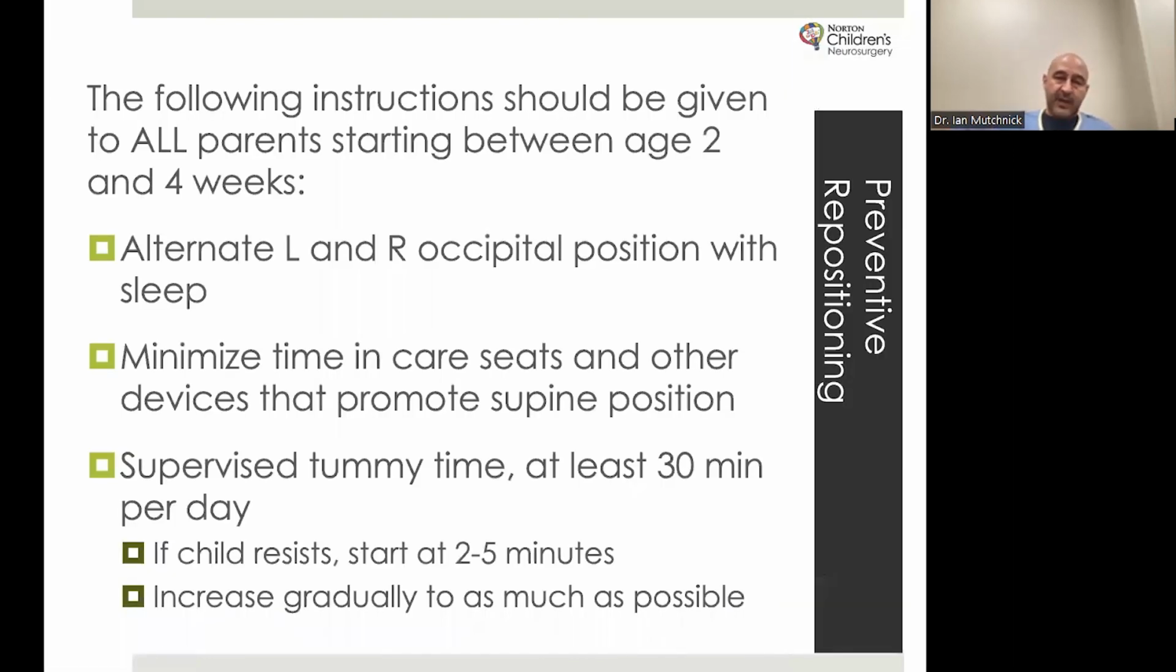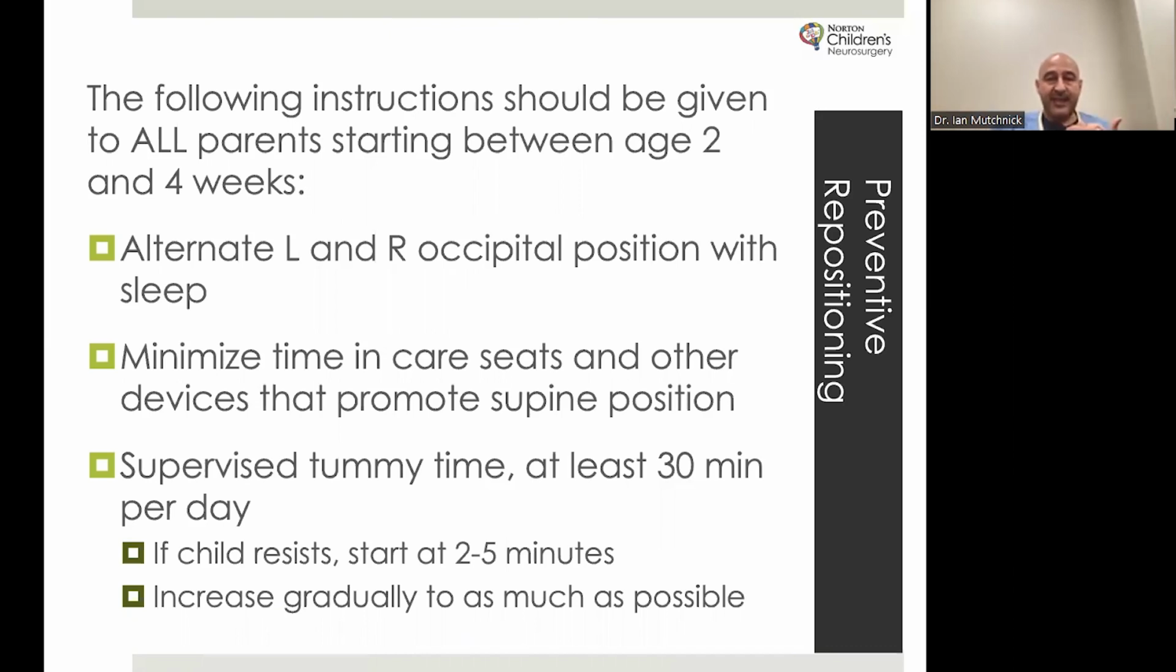So what is preventive repositioning? Here's a set of instructions that can be given to all parents. Now, there should have been a PDF given to everybody as part of this lecture. That PDF has a high resolution copy of the handouts. I think I have a copy of the handout, but all this information is in a handout. You can literally just copy it and give it to your patients.